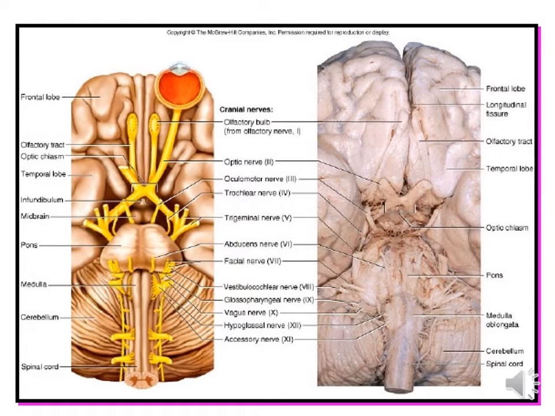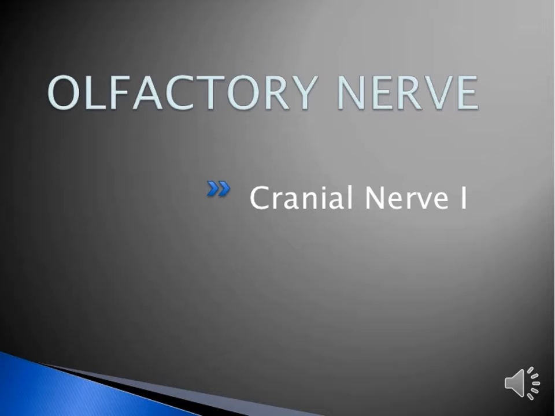This figure shows the location of each cranial nerve within the brain, its origin, and its course within the cranial cavity. We start with the first one, called the olfactory nerve, the first cranial nerve.